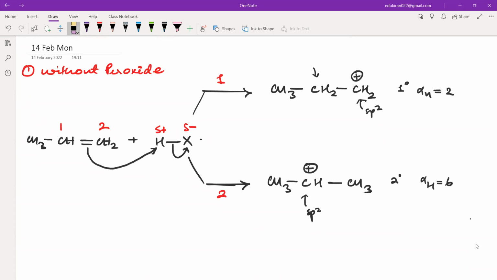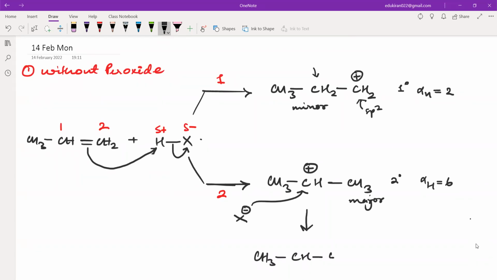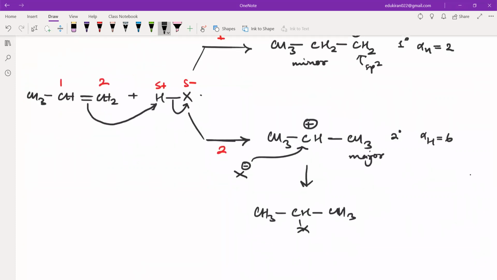Now, since two is more stable, this will be formed in a minor amount, and this will be formed in a major amount. And whatever X negative we have left from the first reaction, that will attack on the carbocation. And hence you are going to get CH3, CH, CH3, and there will be an X atom attached on that carbon atom which has less number of hydrogens.